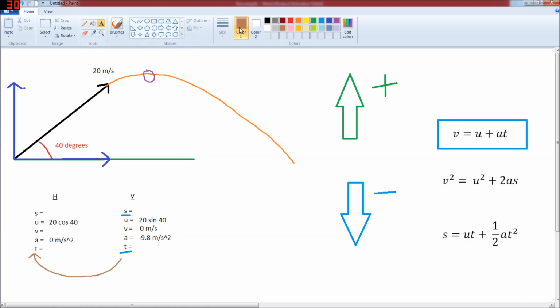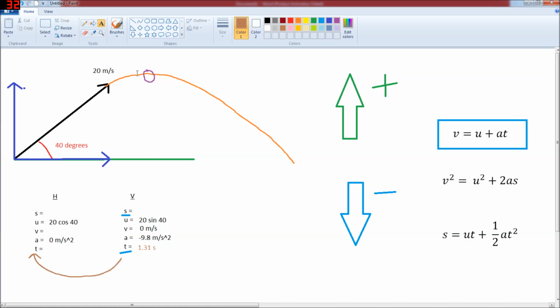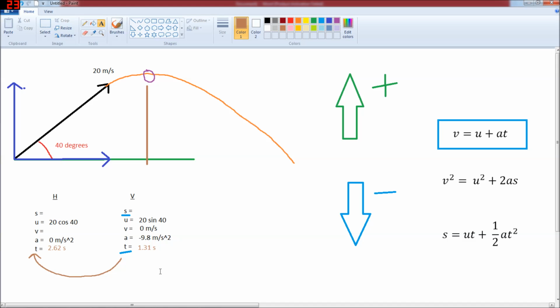I said that before, didn't I? So I won't bother working it out. I guess I should have done. 1.31 seconds. The thing is though, that's the time taken to get to this purple point here. So it's only to get that far along. Of course I know in reality that the object's going to go up and come back down. So the time taken to get to the point where it lands back on the floor is going to be 2.62 seconds. And that's because I've doubled the length of time. If it took 1.31 seconds to get to the purple point, it's going to take another 1.31 seconds to get back to the floor.